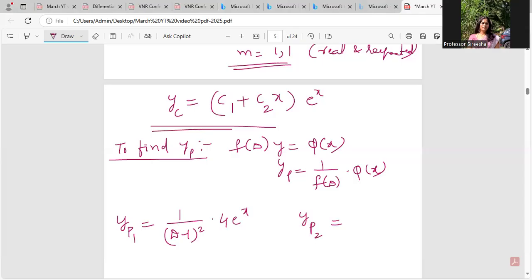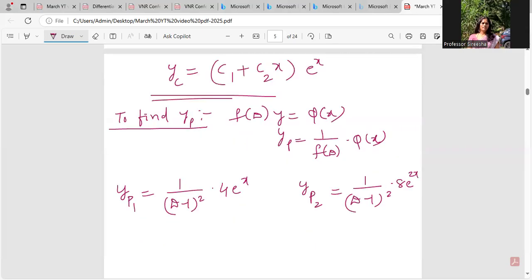Yp2 would be 1 by d minus 1 whole squared into 8 e power 2x. Now, again I'm stressing, as I have mentioned in the previous video as well, always make it a point to write f of d in terms of factors, so that if f of d goes to 0 as d is replaced by a, what's a? The a in the power of e power x.